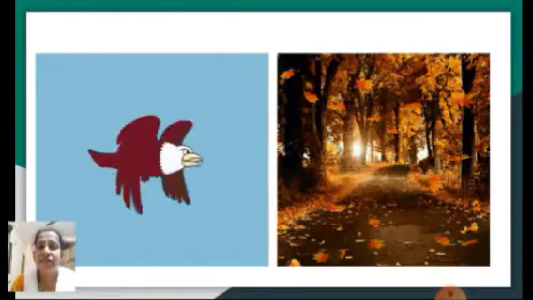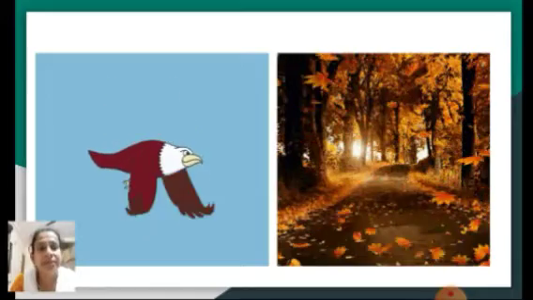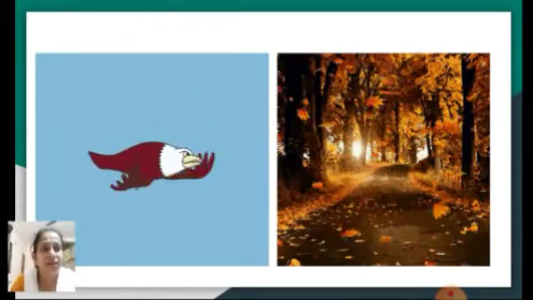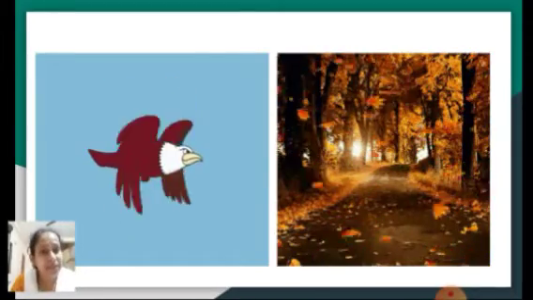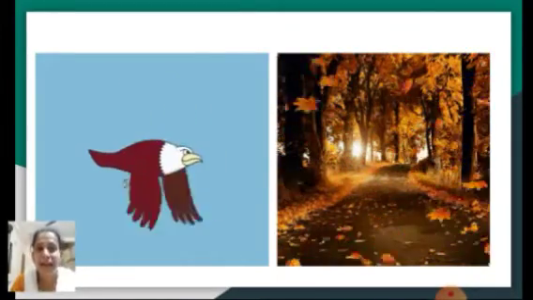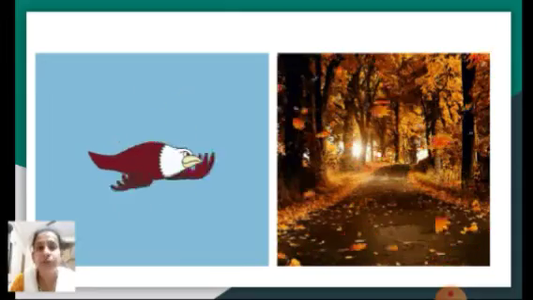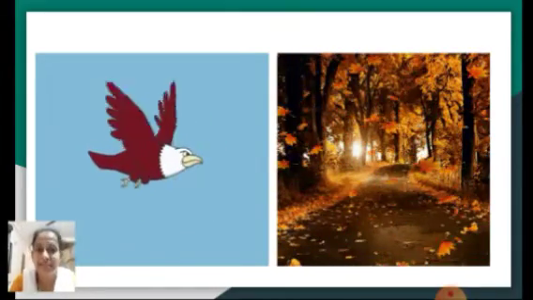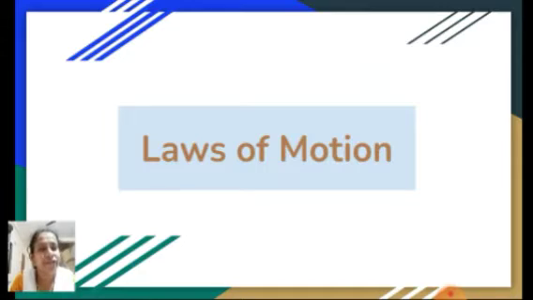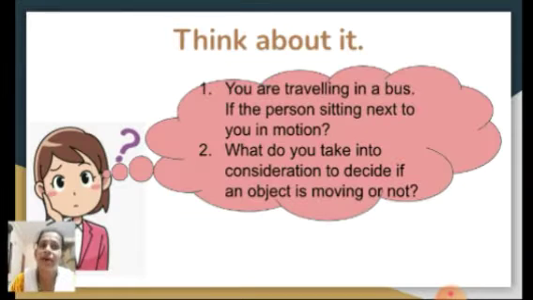If you see the flight of a bird, that means a bird is moving. Even the falling leaves are moving down. That means both of them are in motion. So you guessed it right. We are going to study a new lesson, that is laws of motion. Before we go into detail of the lesson, first I want you all to think about these two questions.